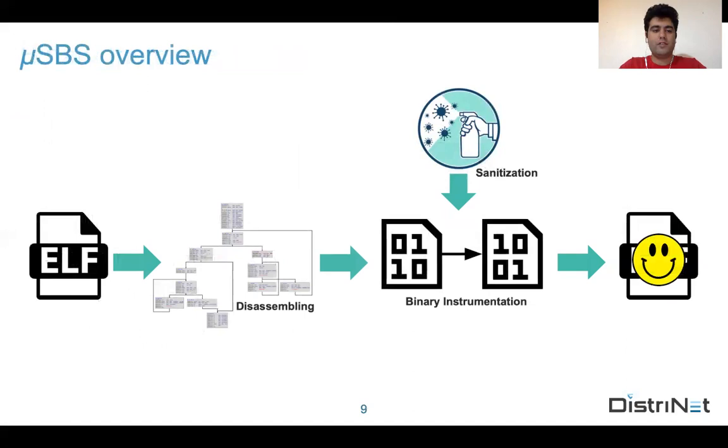By considering these challenges and problems, we propose microSBS, which is the first binary sanitizer for bare metal embedded devices. Actually, microSBS gets the ELF file of the firmware and disassembles that to the disassembly file, and based on some sanitization specification, it instruments that file, and after that it reassembles it again to a working binary file.